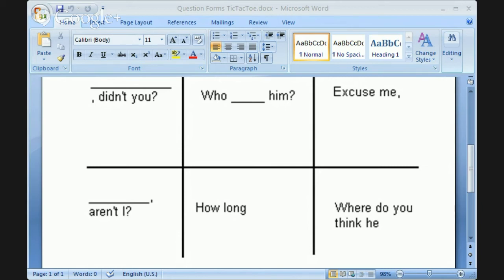Excellent. Heidi, how long? Try past tense. How long? Were you in the bathroom? Okay. I assume you meant to get rid of "did you." Okay. How long were you in the bathroom? Very good. Excellent. So, yes. How long? Past tense.